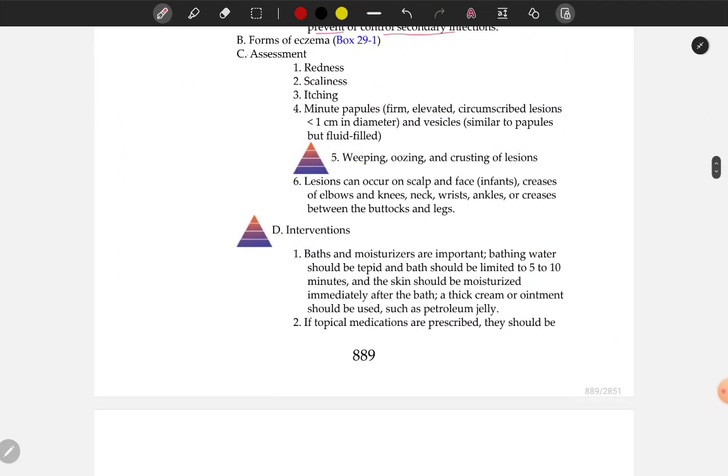At the end we will see some forms of eczema. Before that we will see how you assess a patient when that patient comes in OPD. How do you assess that it is an eczema patient? First the patient complains of redness, then scaliness over the skin, itching and minute papules. Minute papules may be firm, elevated and less than 1 centimeter in diameter, or it may be vesicles also. Vesicles may be fluid filled.